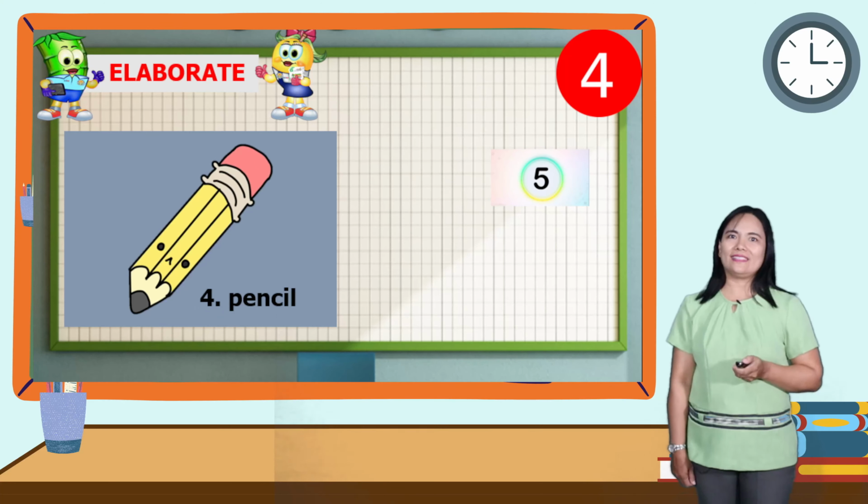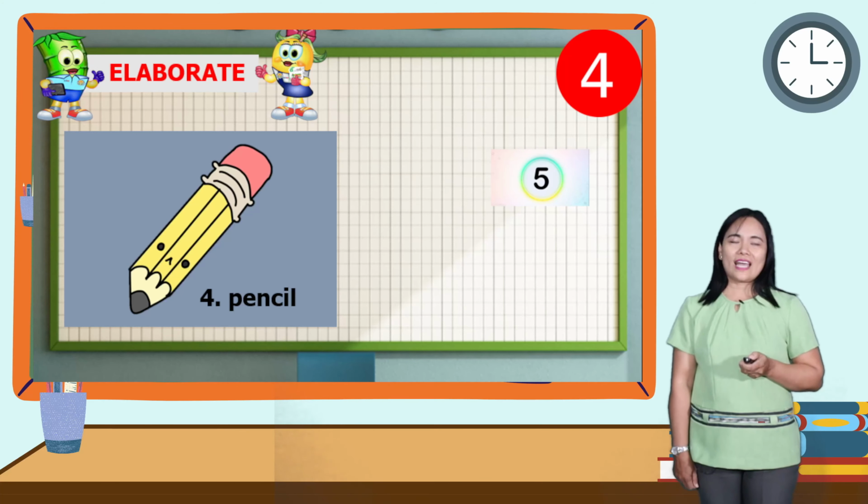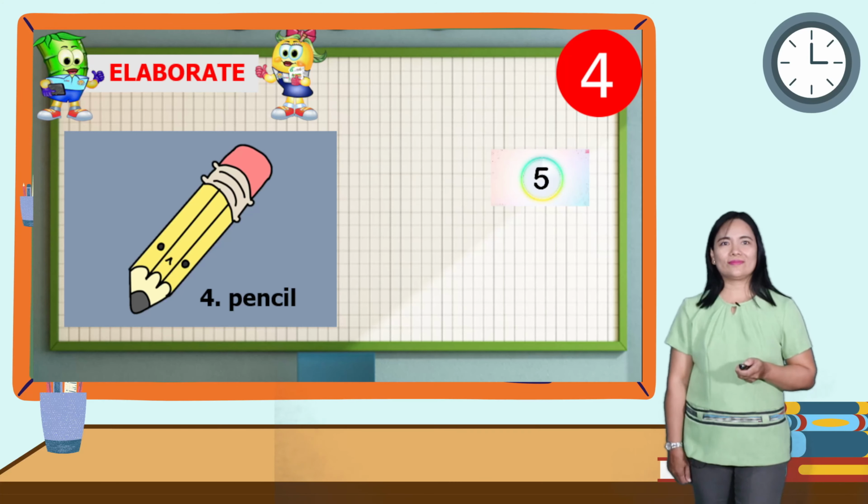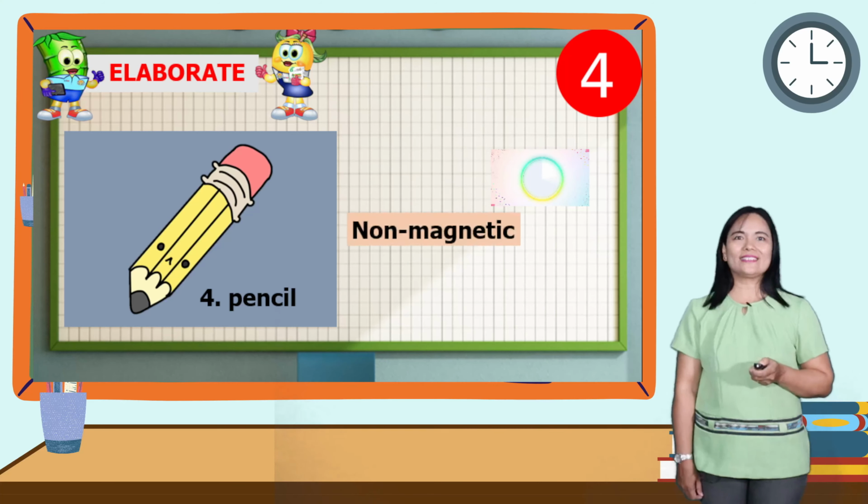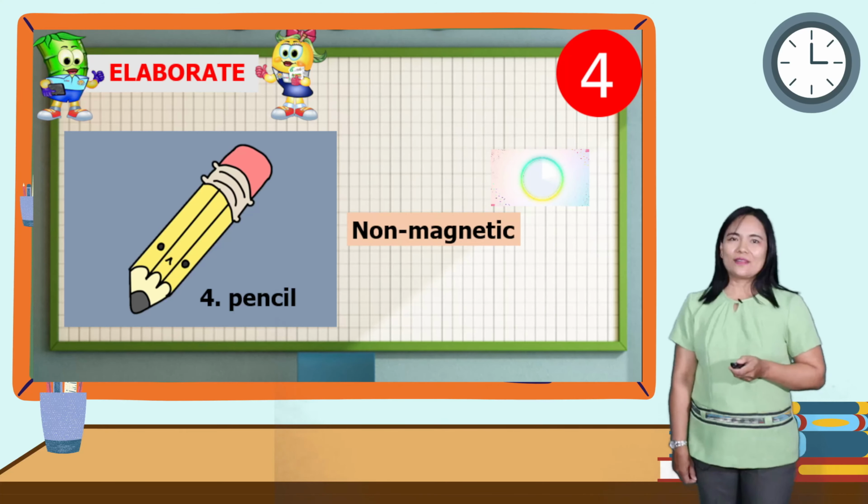It's a pencil. Is it magnetic or non-magnetic? Time starts now. Time is up. The correct answer is non-magnetic. Very good.